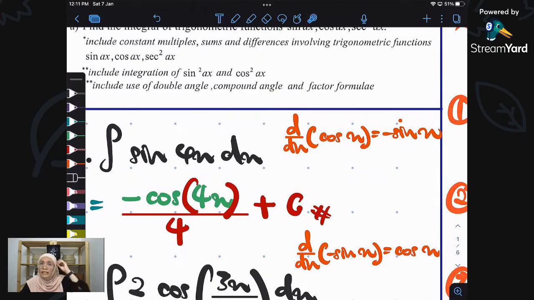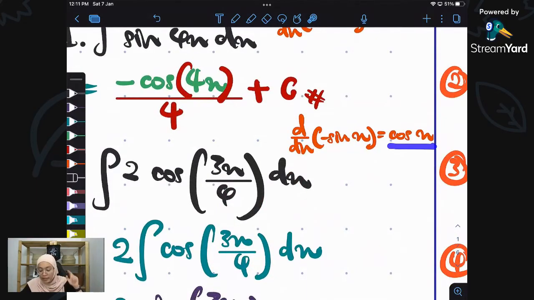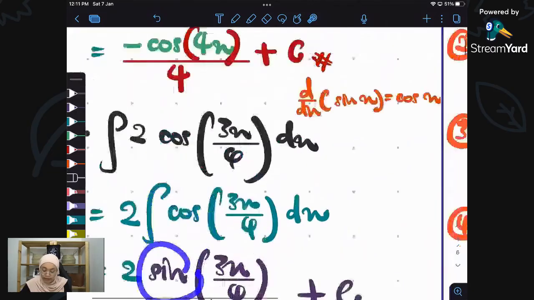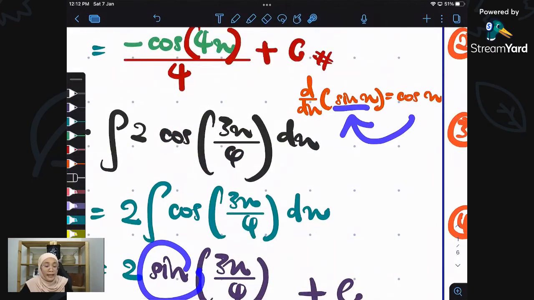So saya hanya hafal satu hala, which is saya hanya hafal differentiation saja untuk topik inilah, untuk subtopik ini. Same goes to this thing. Saya hanya hafal differentiate sine gonna give me cos. So bila saya buat integration pula, dia akan jadi integral of cos. Therefore the answer is sine lah. Sebab reverse process dia adalah sine.